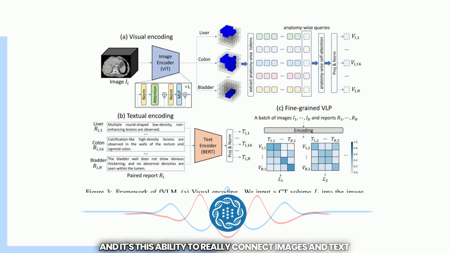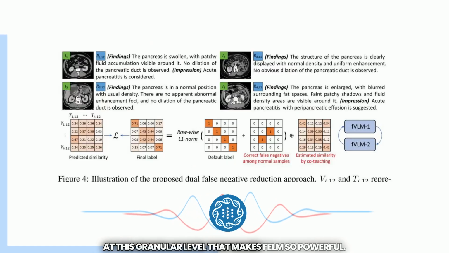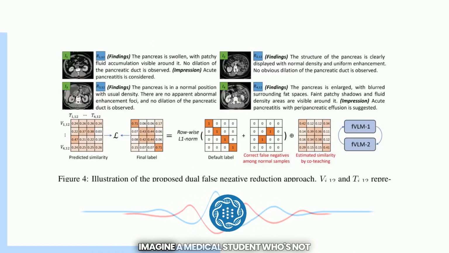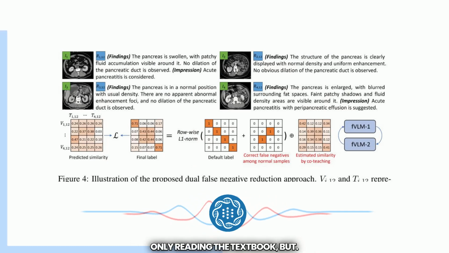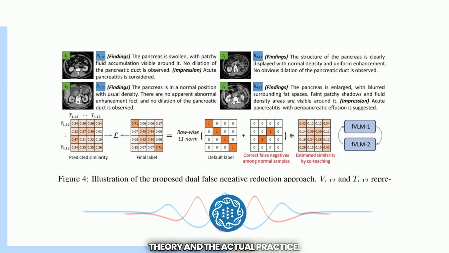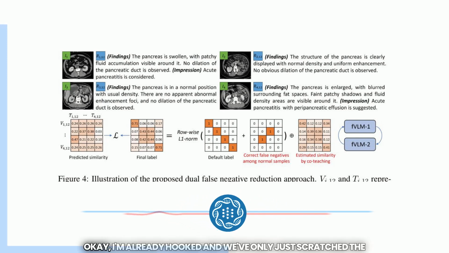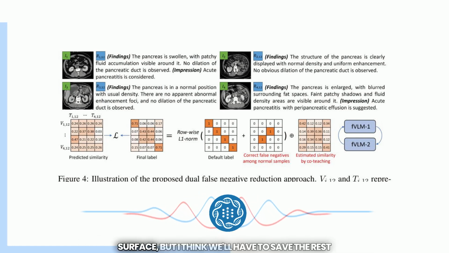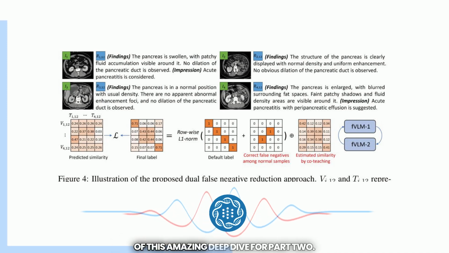And it's this ability to really connect images and text at this granular level that makes fVLM so powerful. Imagine a medical student who's not only reading the textbook, but also listening to the professor explain each concept, making those links between the theory and the actual practice. That makes so much sense. Okay, I'm already hooked, and we've only just scratched the surface. But I think we'll have to save the rest of this amazing deep dive for part 2.